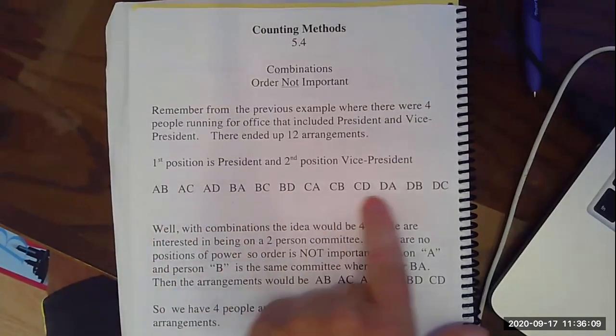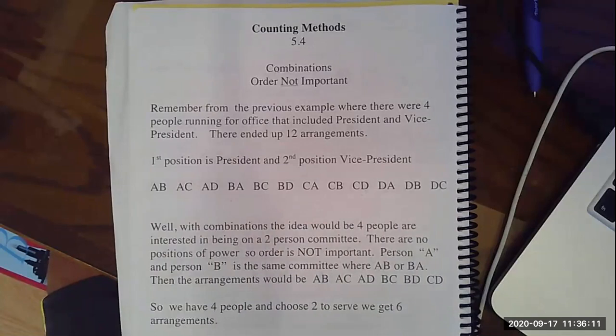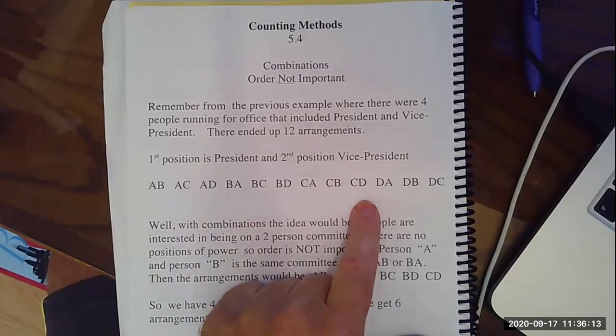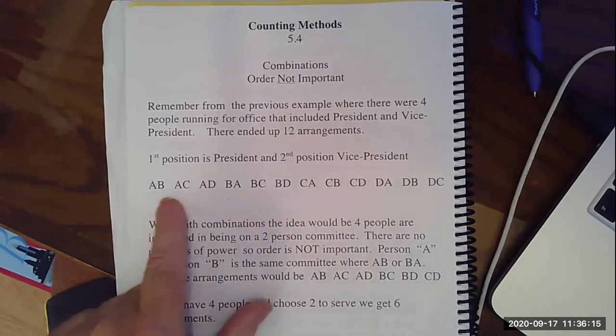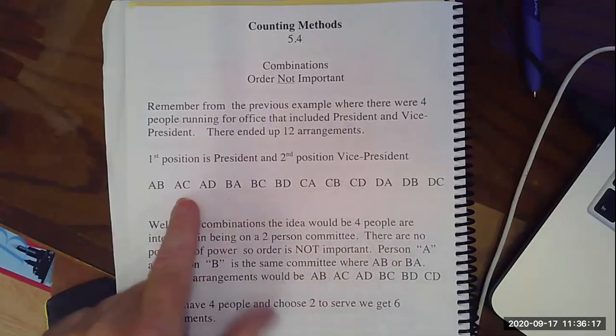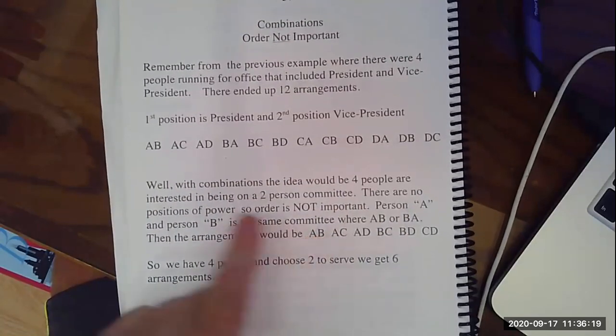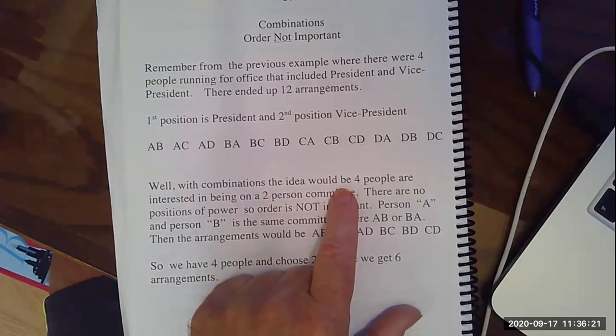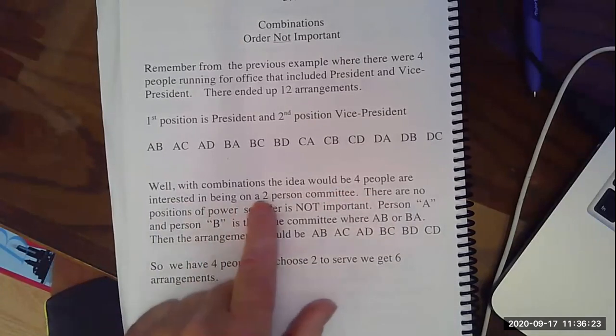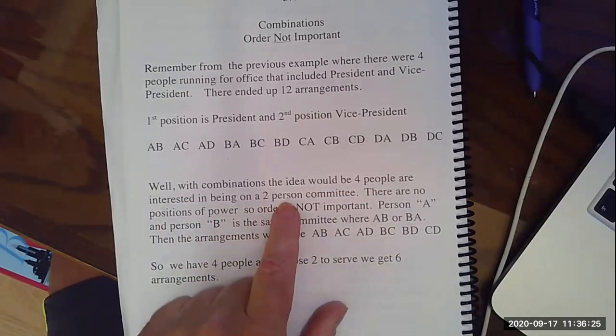Okay, and here are the letters on the problem I had, but not with our students right here. Here's the letters A through D. That could be president, vice president. Combinations. Okay, the idea is 4 people are interested in being on a 2-person committee. There's no president, vice president. There's no mayor, vice mayor.